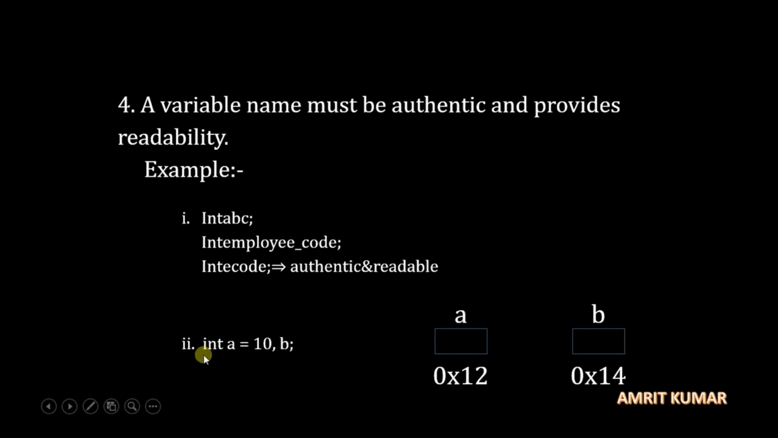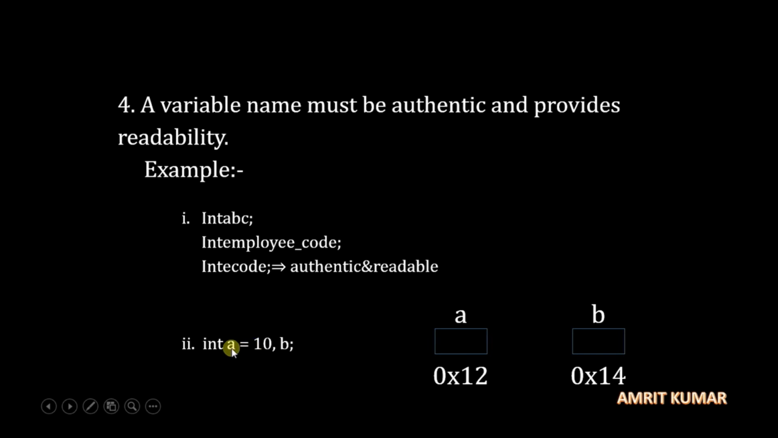Now again I am using another variable, a, which is holding an address. Here a's address is 0x12 and b's address is 0x14. Now a is holding the value 10 and it is of integer type. Also b is an integer type, but there is no value in it. a is holding 10, b has no value.